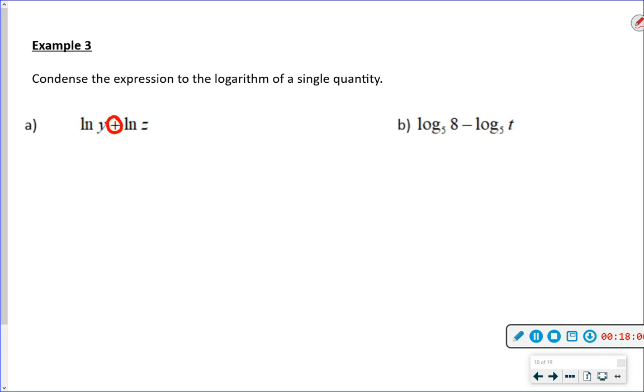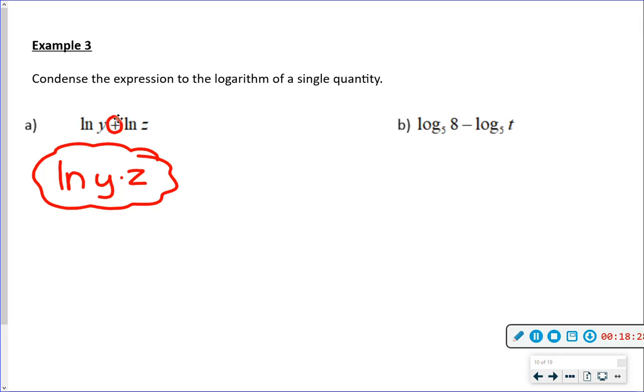So condense the expression to the log of a single quantity. That means 1 log in your final answer. That is it. Uno. Okay, 2 ln's added, condensed to 1 ln multiplied. Do you need the dot for the times? No, but you know, I like my drama. Done.